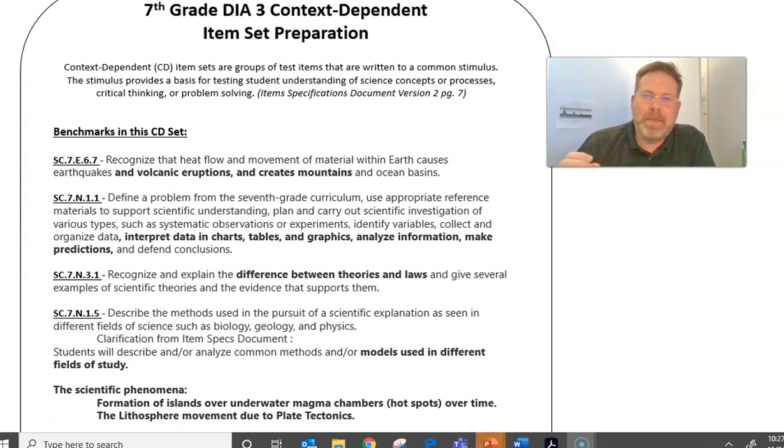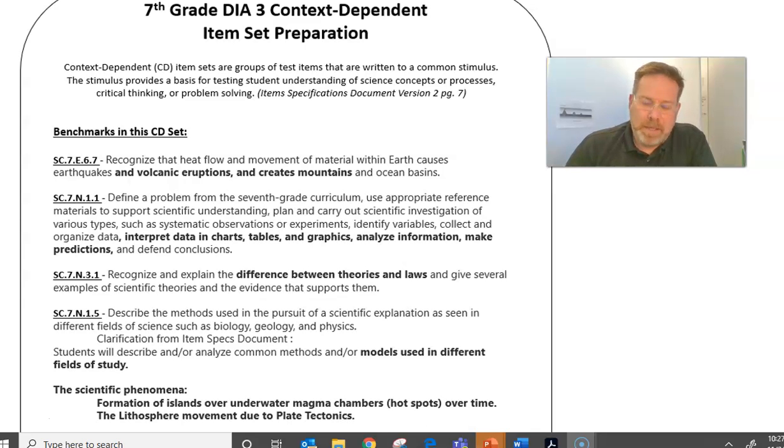that you realize that there'll be multiple questions referring to the same data sets. They could be pictures, images, data sets, graphs, and that's the idea behind context-dependent sets. They are what is also asked on our state assessment, and so this is just practice.